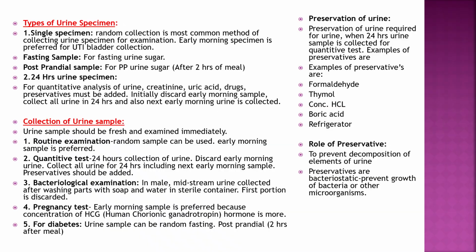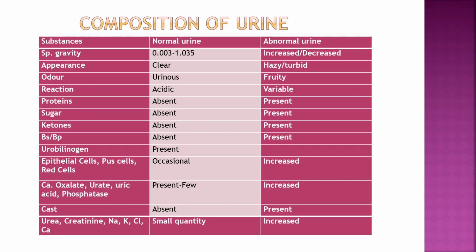So in composition of urine, it is mainly water, and then normally protein, sugar, ketones, bile pigments, urobilinogen are absent. All the cells like epithelial cells, pus cells, red cells, they are occasional. Few crystals you can see, and other components in small quantity like urea, creatinine, sodium, potassium, calcium, chloride, and casts are absent. So this is the normal composition of urine. If anything is present or in increased quantity, it is called abnormal urine.